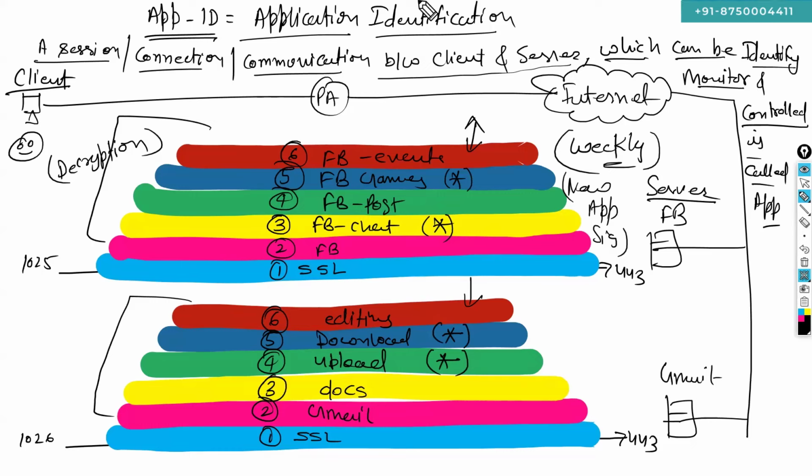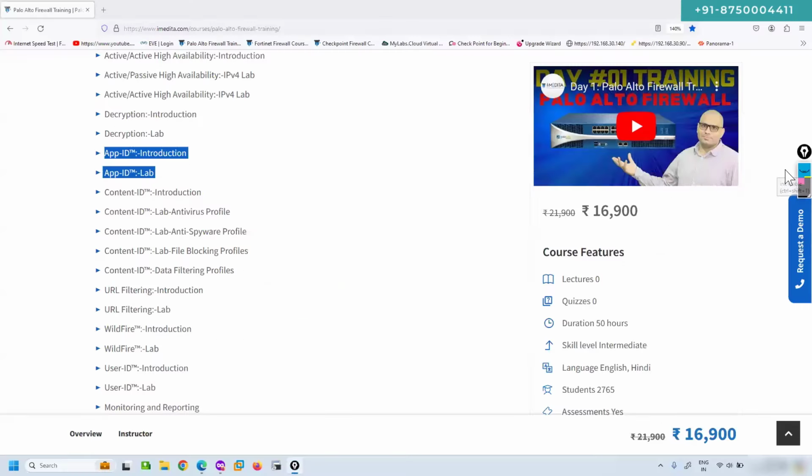So this is your app ID, or application identification. Using app ID, you can control the applications or sessions which will be used on port number 80, 443, or on another port. So this will happen in your app ID.